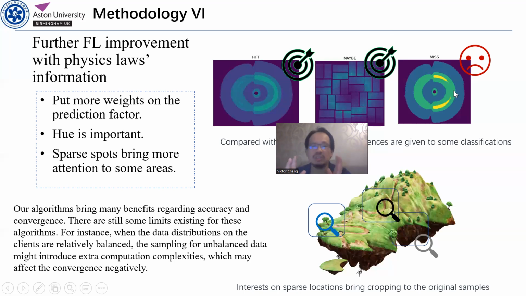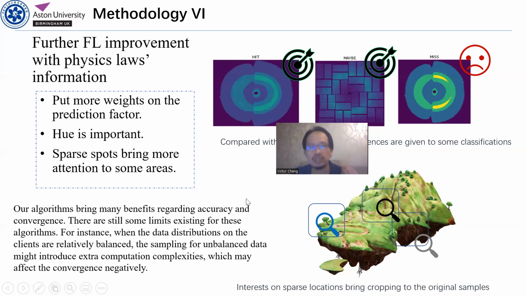Sometimes we can get the images correctly, but when you are doing further processing, it doesn't reach the good standard, and that is also called a miss. So miss is not just not getting the right images, but also the quality not being good enough. When you are doing scientific research, there is a very high demand for accuracy, not perfection, but quite close to 99% and above. So our algorithm can bring many benefits regarding accuracy and convergence.